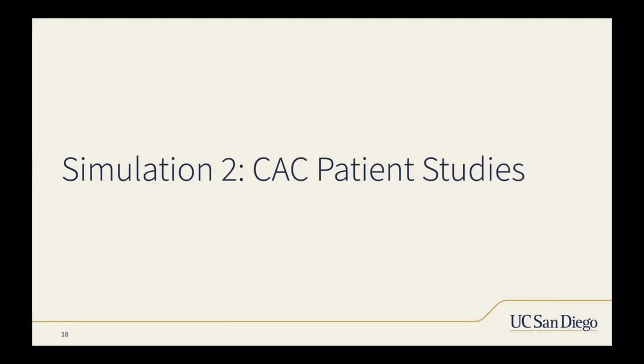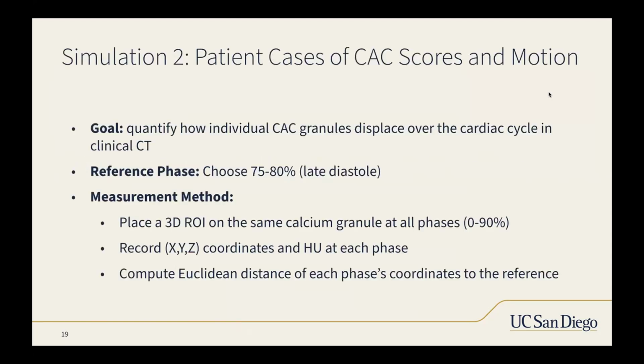Now we'll look at some patients that have calcium in their coronary arteries, and we'll try to see what motion looks like and how it affects the signal. So our goal here was to quantify how individual calcium granules displace over the cardiac cycle in clinical CT. We chose a reference phase between 75 to 80%, which corresponds to late diastole. This is where there's very minimal movement.